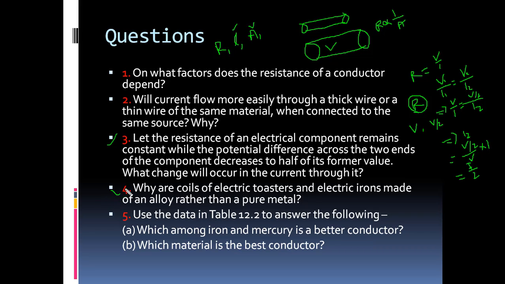Why are coils of electric toasters and electric irons made of alloy rather than pure metal? So why is it made of alloy? Because the alloy is designed in such a way that it will provide high resistance. And with the help of this alloy, its melting point can also be increased. As melting point is increased, its resistance will also increase. As resistance increases, here our primary job is to get more heat, to convert electrical energy into heat energy, which can be done through it.